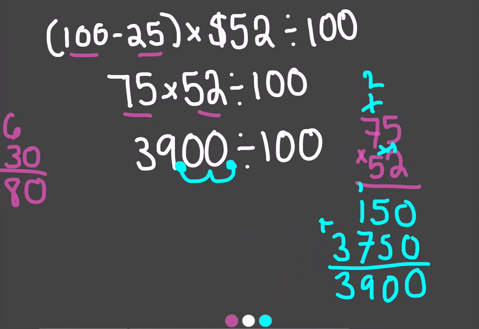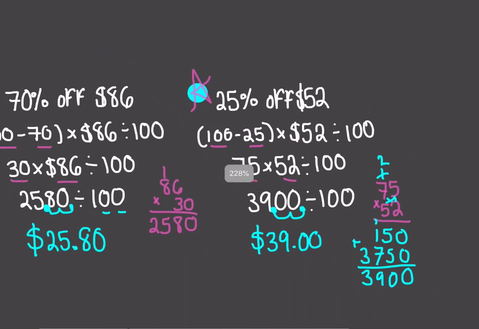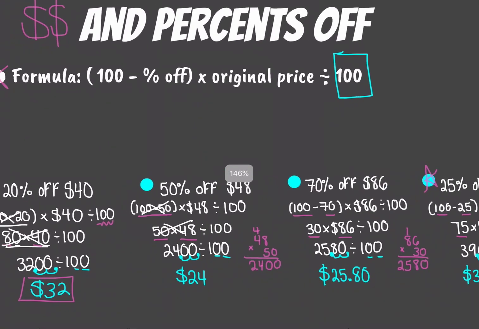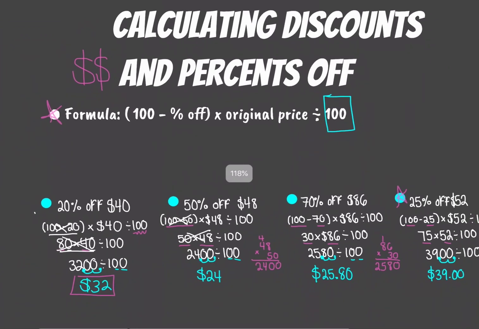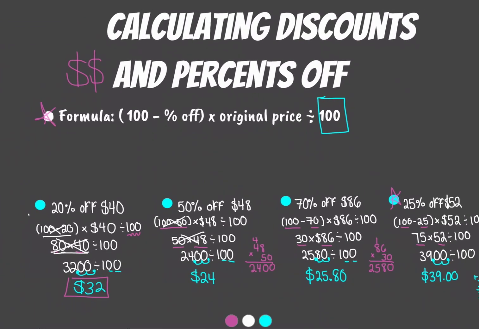So that means if something costs $52, I'm getting it 25% off. Whenever I go up to pay for it, it's going to cost me $39. So that's how you find percent off. The formula seems really difficult, but I promise it's a lot easier once you're working it out. Just remember the formula, which is 100 minus the percent off times the original price divided by 100.